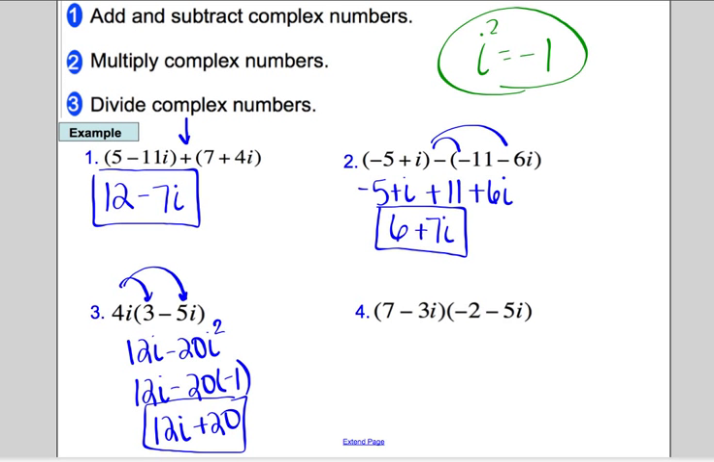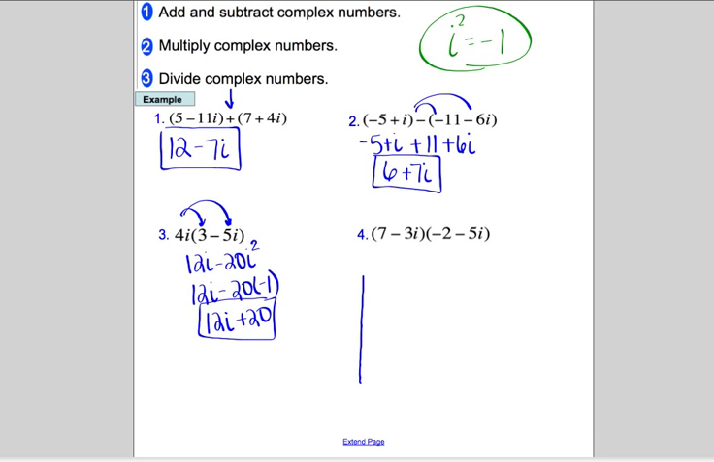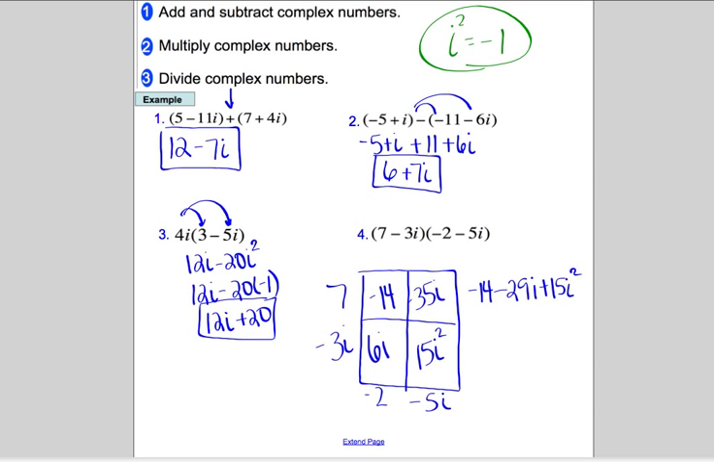And in number 4, we're multiplying here. So we're going to want to go ahead and multiply. We can use our rectangle or FOIL. I'm going to go ahead and multiply with the rectangle. So let's go ahead and draw one. I'm going to put 7 minus 3i here and -2 minus 5i there. Go ahead and pause your video and try this rectangle on your paper. And when I did this, I got -14 minus 29i plus 15i squared.